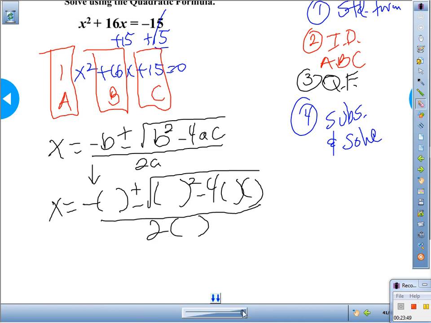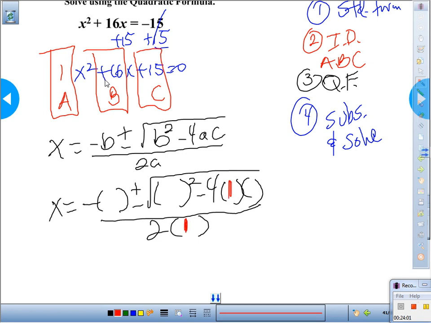All right, let's substitute values in here. Focus. So we got A is 1. A goes here next to the 4 and next to the 2. B is 16. It goes at the beginning and in the squared. And C is 15, and it goes over here at the end, 15. Okay. So did we substitute? Yeah, now we need to solve, which means we need to simplify the whole thing.